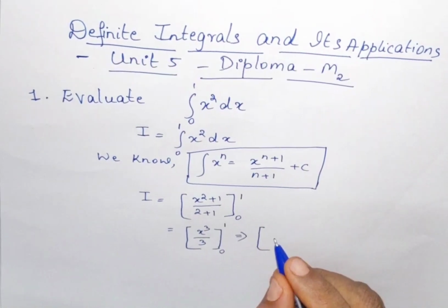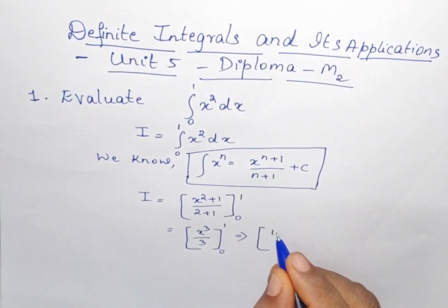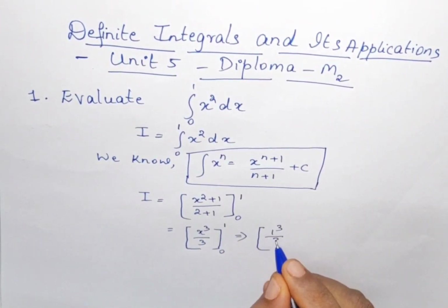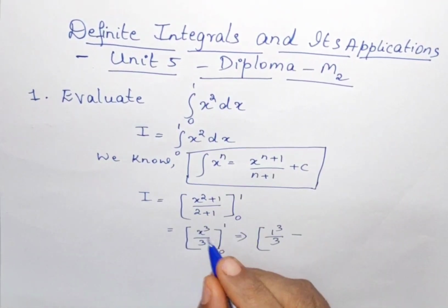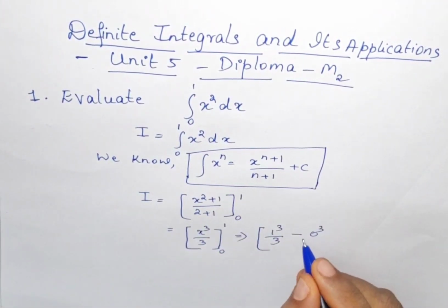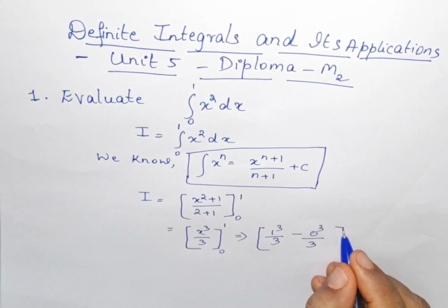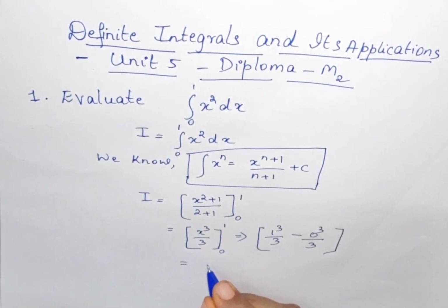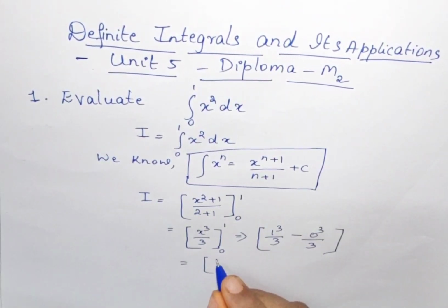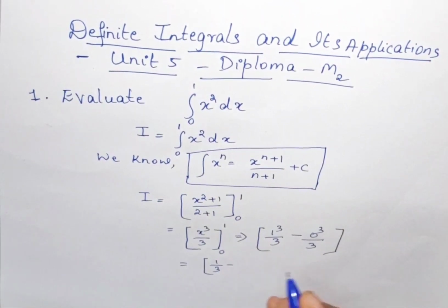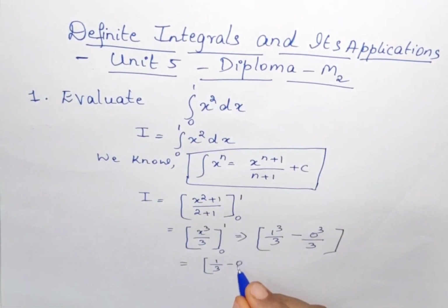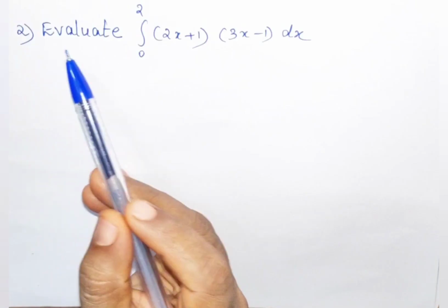Now the lower limit is 0 and the upper limit is 1. Wherever there is x, we have to substitute the upper limit minus lower limit. That is 1 cube. In x place, we have to substitute the upper limit. So this becomes 1 cube by 3 minus the lower limit is 0, so it becomes 0 cube by 3. Now 1 cube is 1 divided by 3 minus 0 cube by 3 is 0. So the answer is 1 by 3.